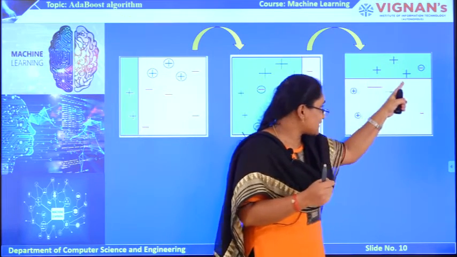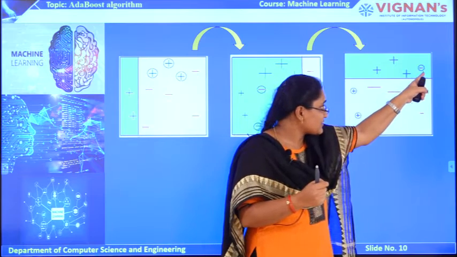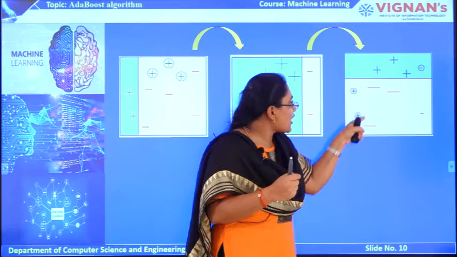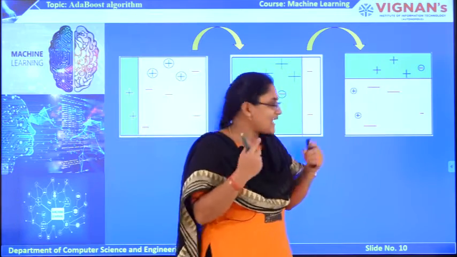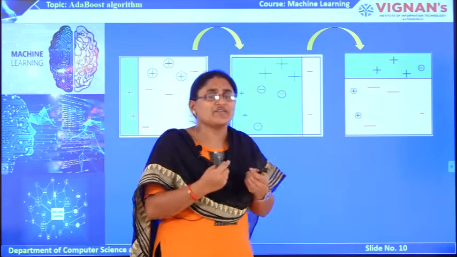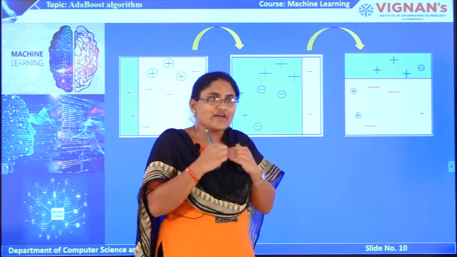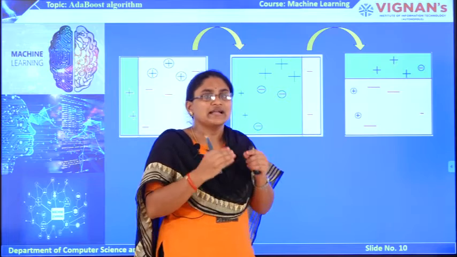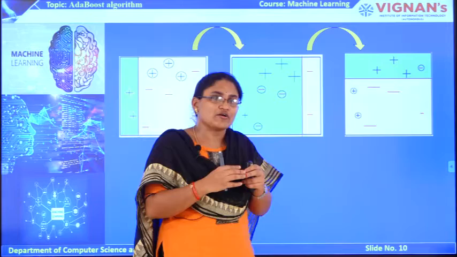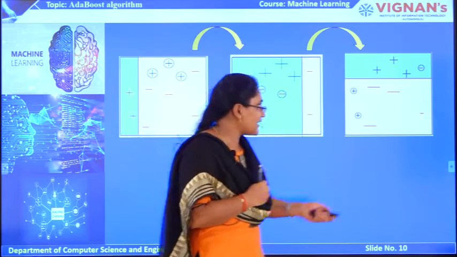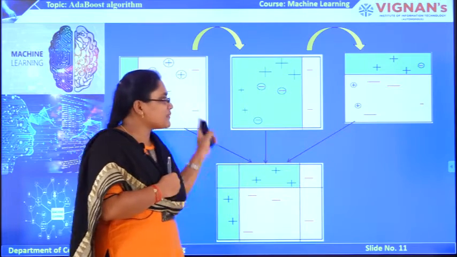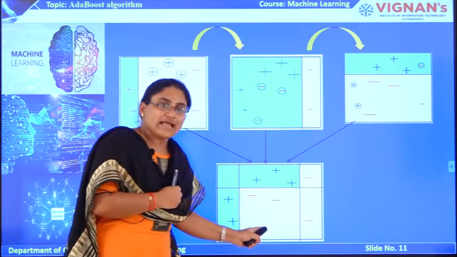Here with this horizontal line, one negative point is misclassified, and two positive points are misclassified as negative points. So for this rectification, maybe we have to apply again, but here I felt this many stumps are enough for my right classification, so I stopped the training, and finally after combining all these data stumps, I mean all these base classifiers, I got the right classification.